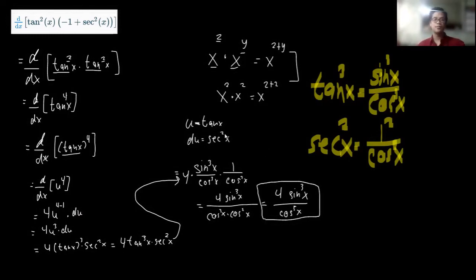See, that's it. Next. Now we have this one: secant of 10x squared plus cosecant of 30. All right. So obviously what we're going to do here is derive each of these terms.